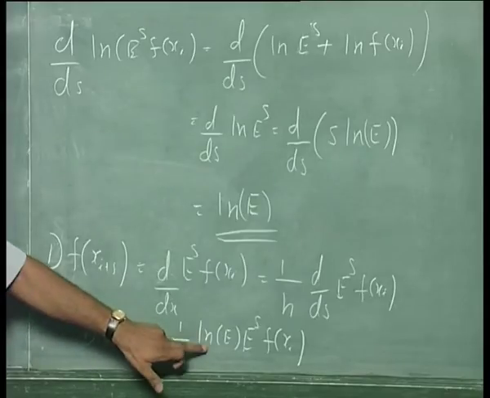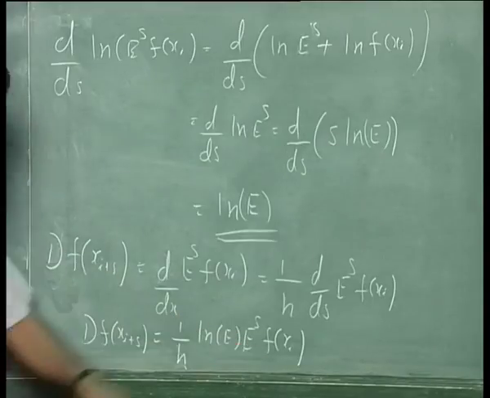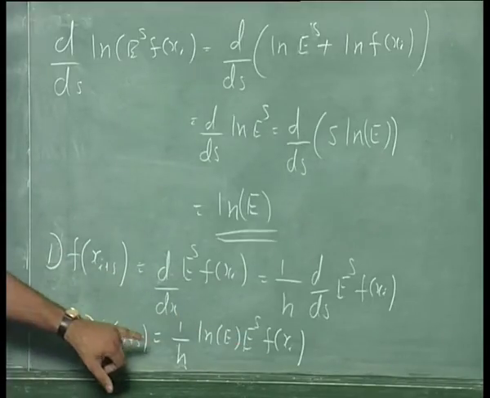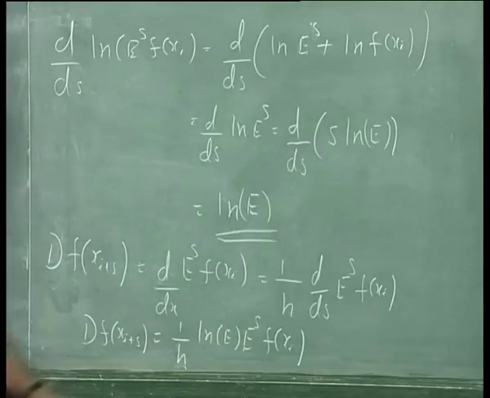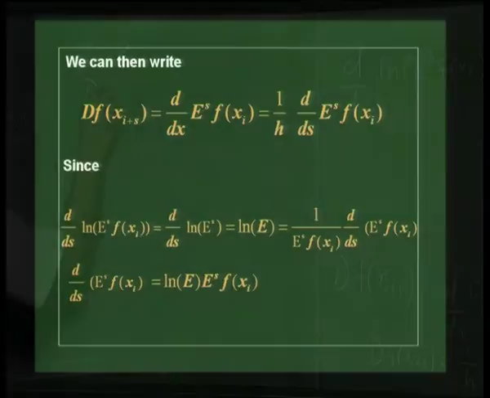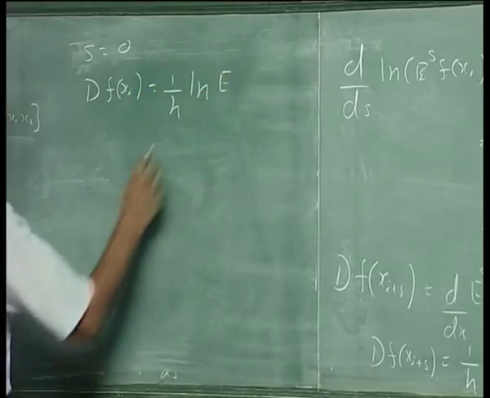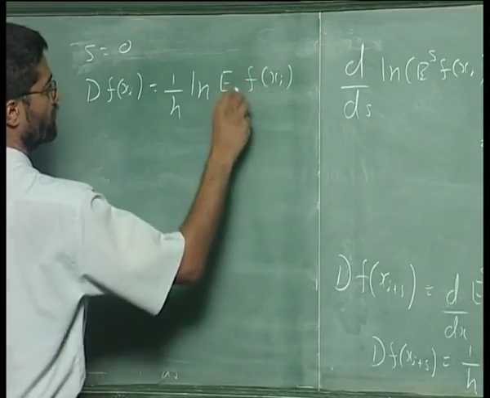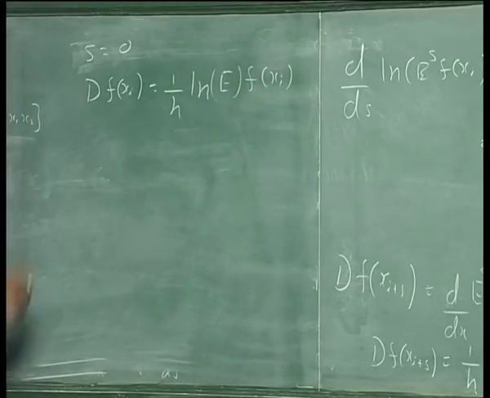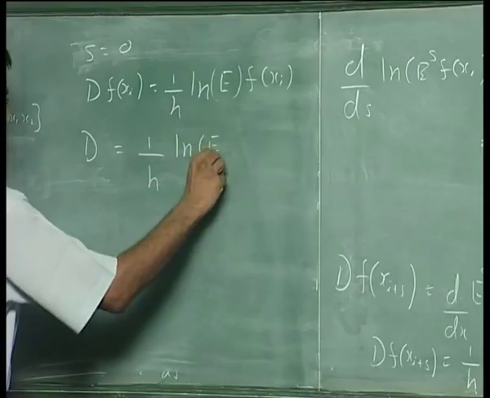So for s equal to 0, the derivative of the function at x_i is equal to 1 over h log e into f of x_i. So from this expression for s equal to 0, I can write D f of x_i as 1 over h log e into f of x_i. Or the D operator we write as 1 over h times log of e.